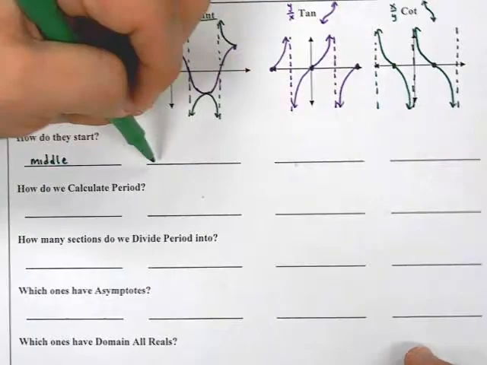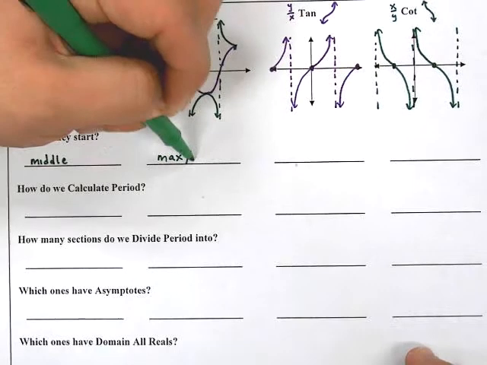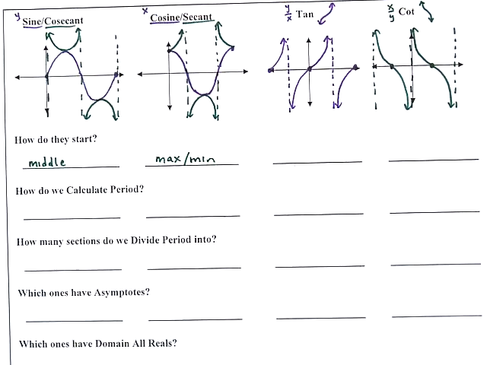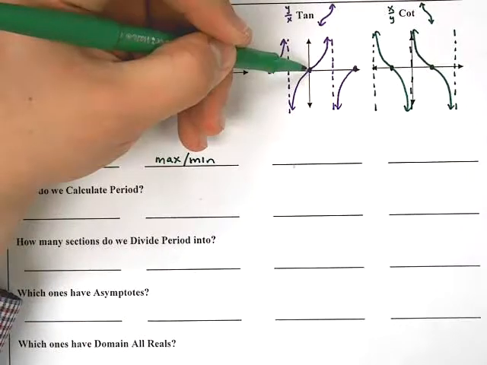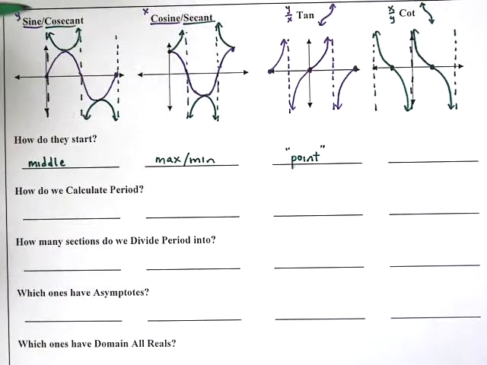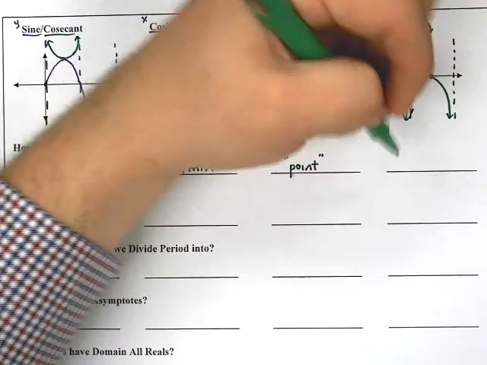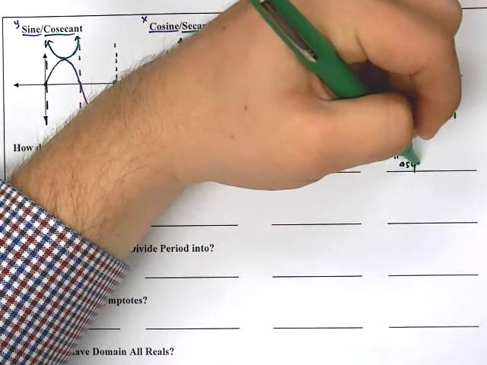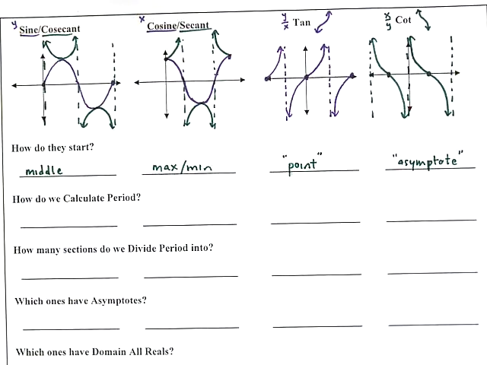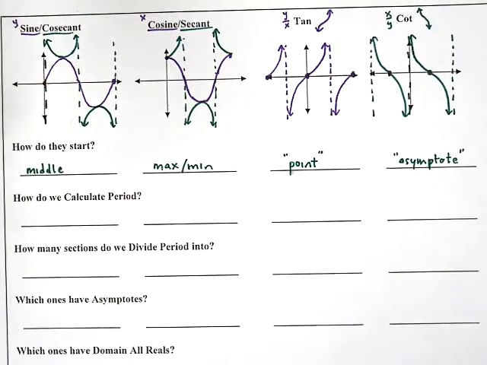Cosine has to start at a max or min. That's the main difference between sine and cosine. Okay? For tangent, we know that our first point was a point, and for a cotangent, it was an asymptote. Alright, so those are the things that we need to remember about how they start.